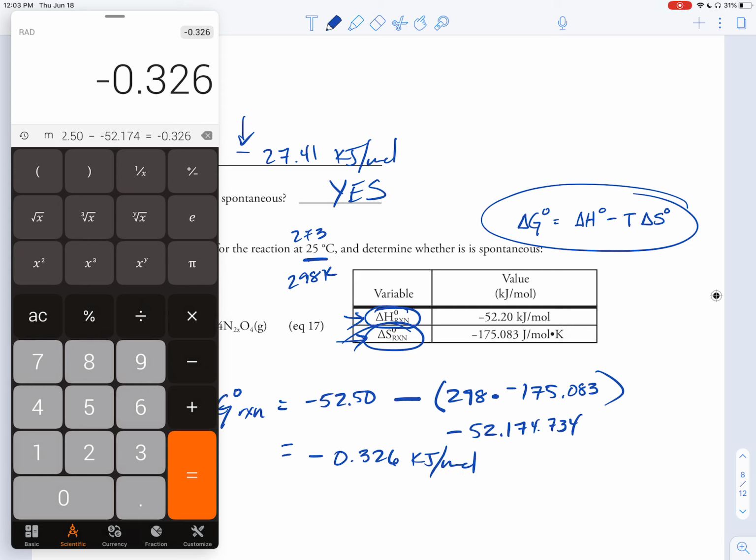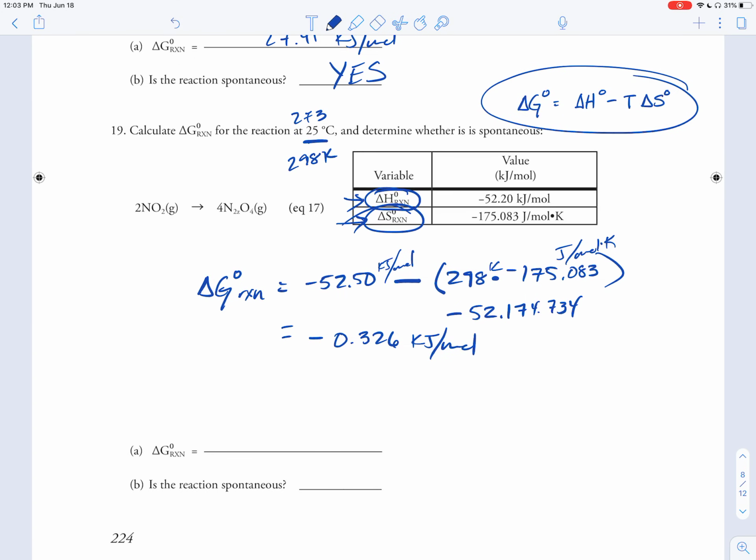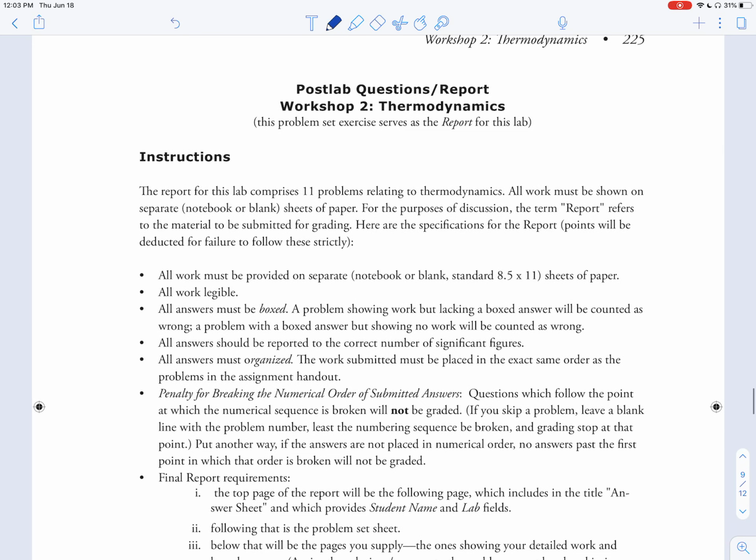I left off the units here, but you should probably keep your units in when you're writing these problems, so you know that everything's subtracting and canceling out correctly. So the question is, we've got a negative delta G value here. Is this spontaneous? Yeah, it's negative, so it is. All right. So that's how you do those problems.